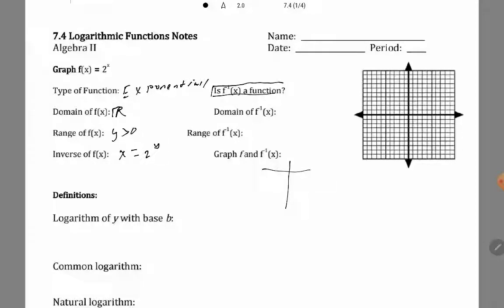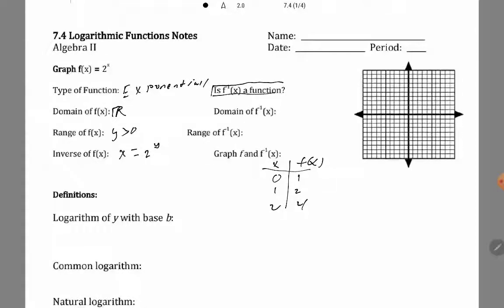So here's x and f of x, the original function. If I put in 0, 1, 1, 2, 2, and 4. If I put in my inverse function, just flip the values. And with inverse functions, they get reflected over the line y equals x, so that's why that's dashed. And then we're just going to plot these.